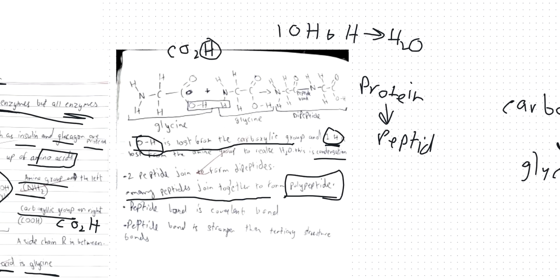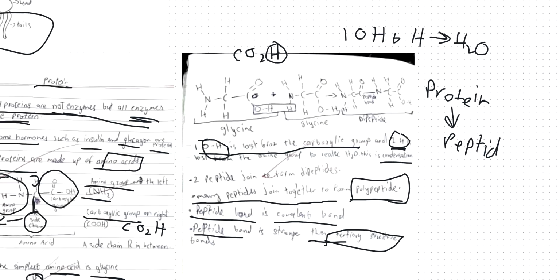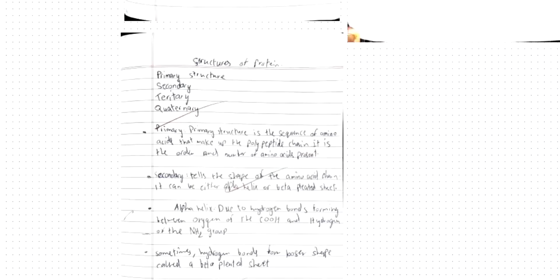And peptide bonds are covalent bonds, like glycosidic bonds. And a peptide bond is stronger than tertiary structure bonds. I'll get to tertiary structures. So yeah, that's basically peptide bonds. So you also have to know the structures of proteins.